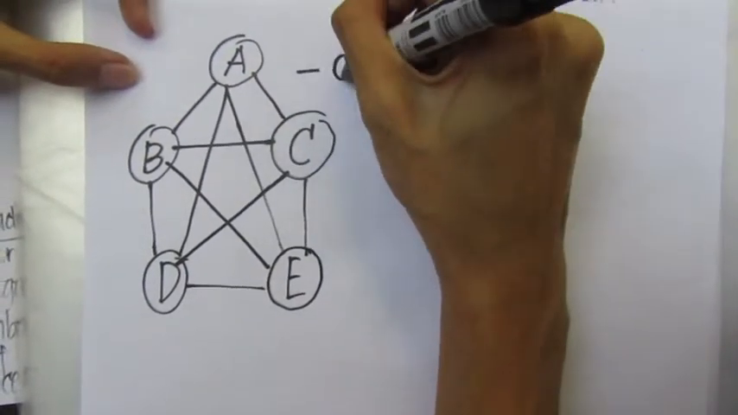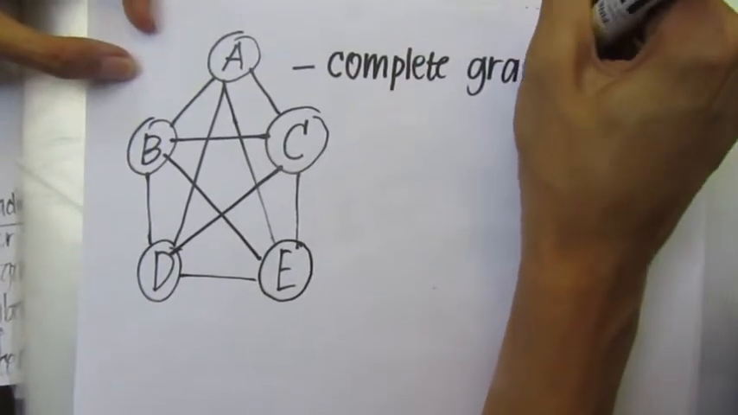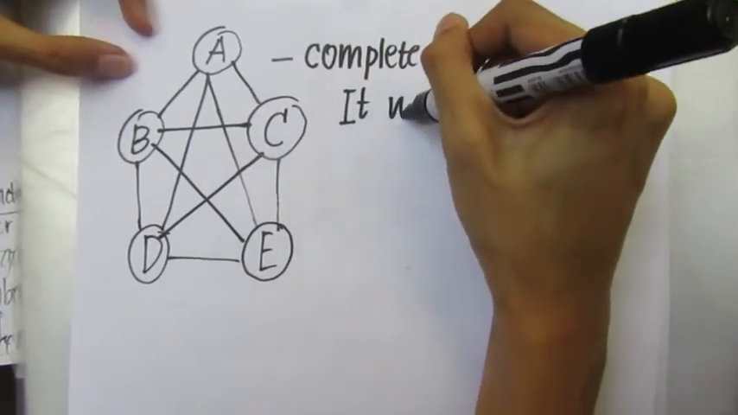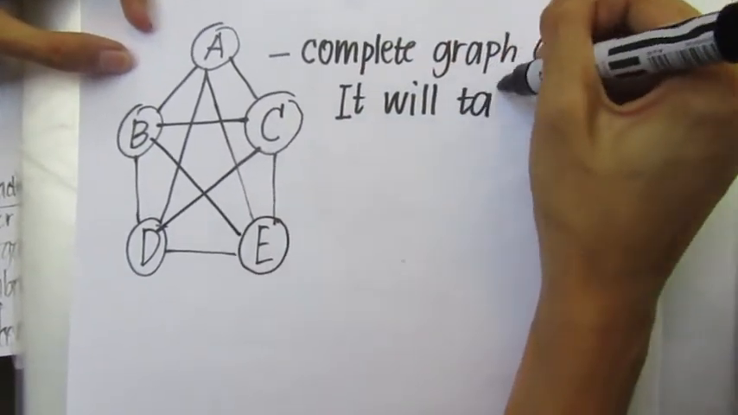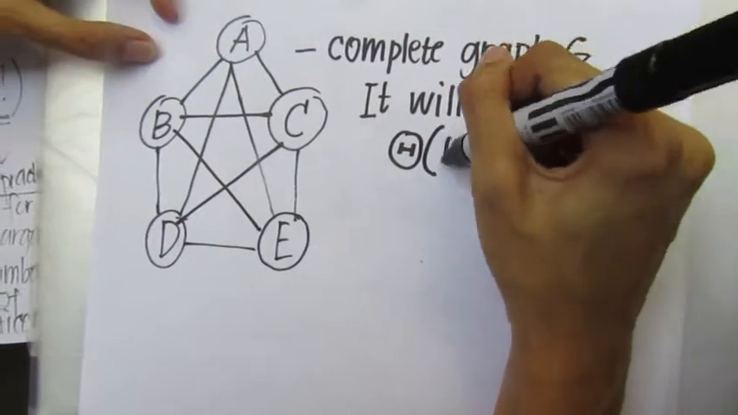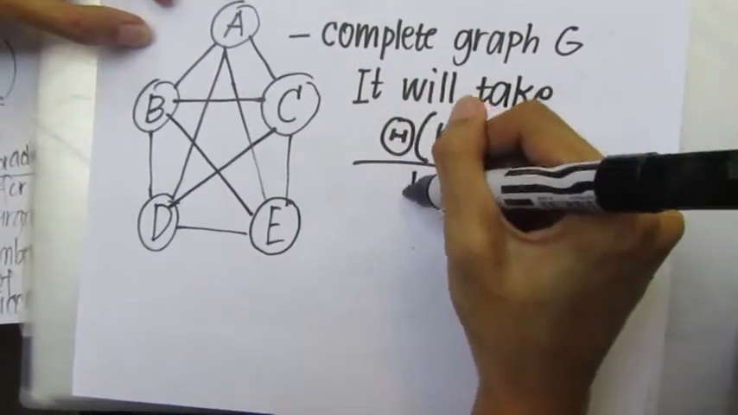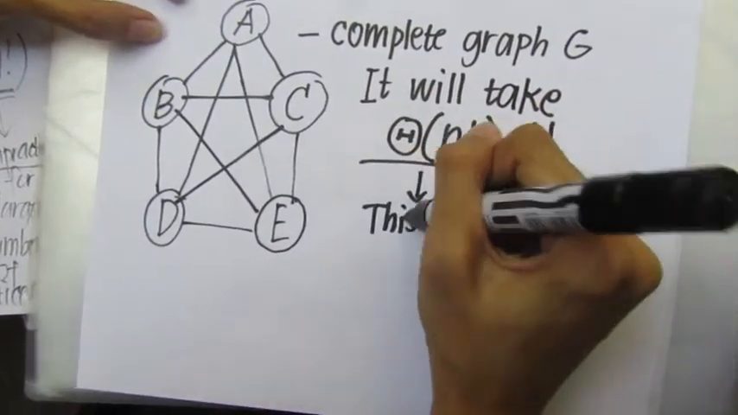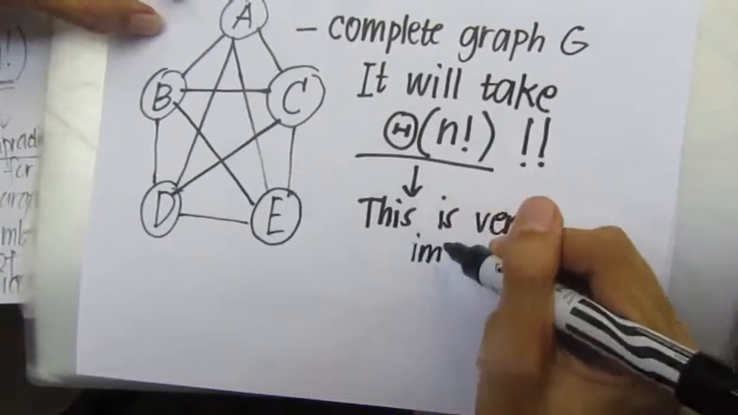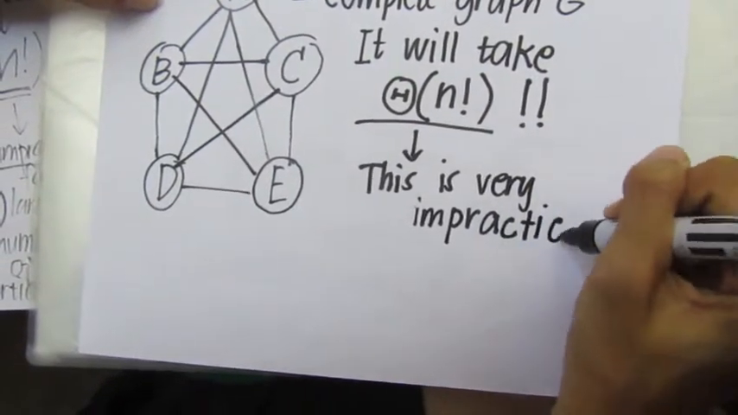It will take big O of n factorial, and as we can see, big O of n factorial is not that efficient for an algorithm because it is not polynomial time. It will grow faster than other polynomial time algorithms, for example n to the 4, n squared, n cubed. Thus we can say that this is not optimal, and it is very impractical to use.